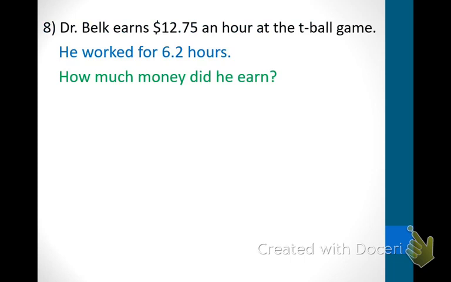Problem number 8 is a story problem. It says Dr. Belk earns $12.75 an hour at the T-ball game, and he worked for 6.2 hours. How much money did he earn? What do I have to do to get this answer, guys? Multiply. I have to multiply the two numbers together. So if he was getting $12.75 an hour and he worked for 6.2 hours, we got to multiply them together.